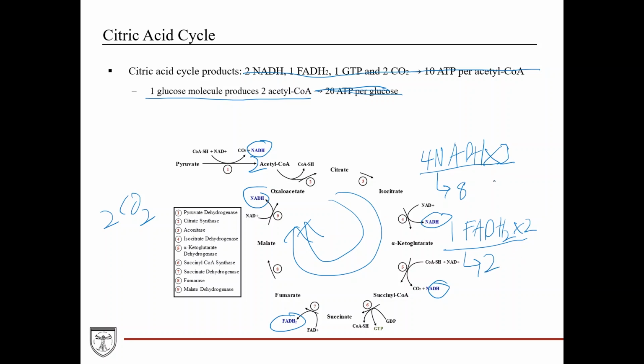Now, what's really key here is how much ATP results from this. So remember, you get this GTP here, and you're going to end up getting 2 GTPs, and these both end up getting converted into 2 ATPs. So right off the bat, you start with those. And then these are going to go to the electron transport chain and get converted into ATP. So for each NADH, you actually get 3 ATP molecules. So times 3, you get 24 ATP from the NADH. And then for each FADH2, you get 2 ATP.